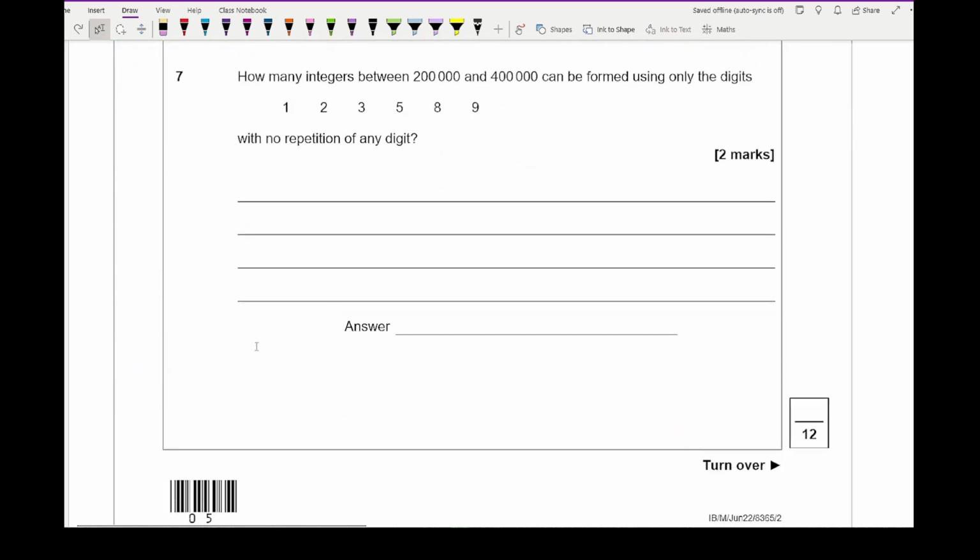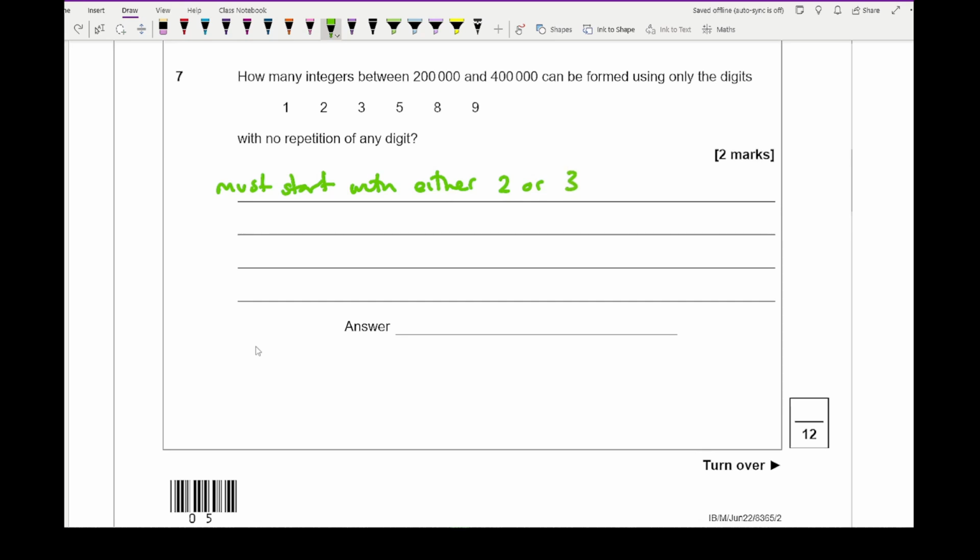Moving on to question 7, it says how many integers between 200,000 and 400,000 can be formed using only the following digits with no repetition of any digits. So for this, what we need to do is use the product rule for counting, in which in order for it to be a number between 200,000 and 400,000, this number must start with either a 2 or a 3.